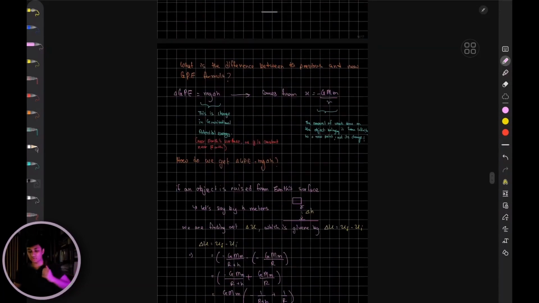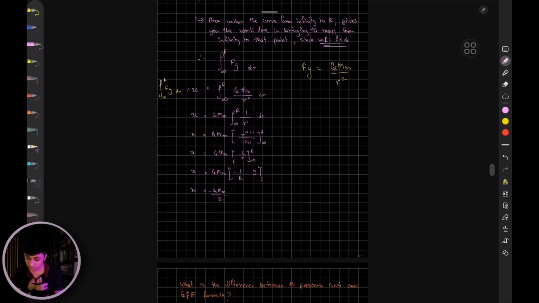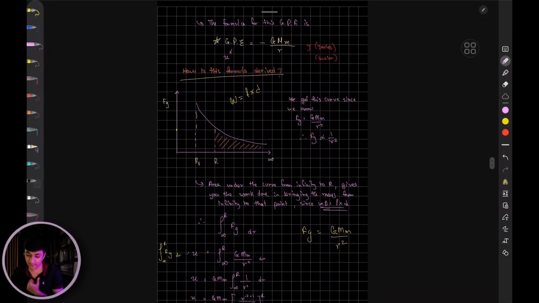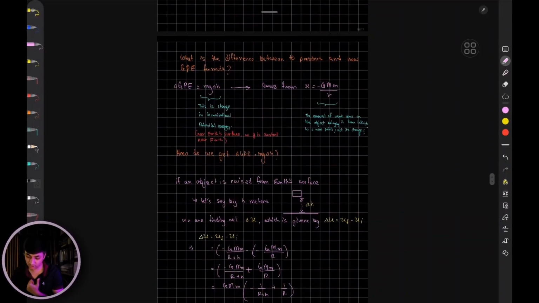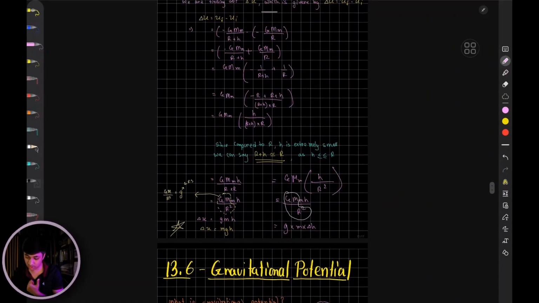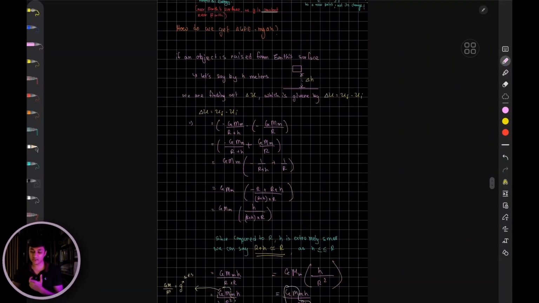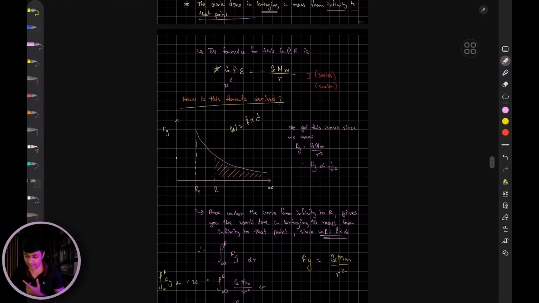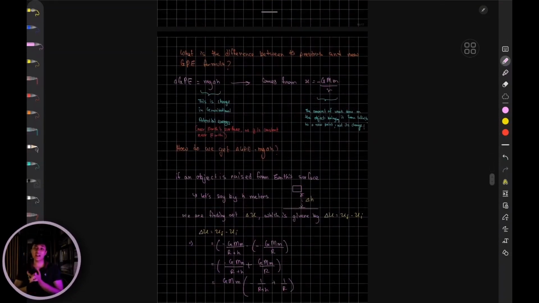So we learned about the formula for gravitational potential energy, and we learned about how mgh was derived, and what it means to have a negative gravitational potential energy. So I'm going to keep it there.